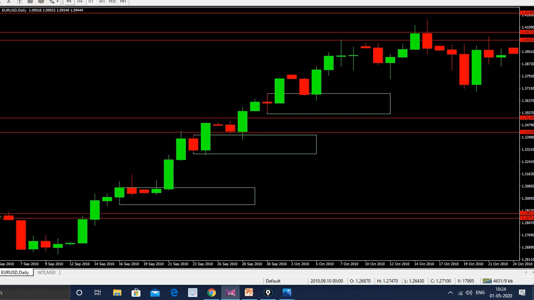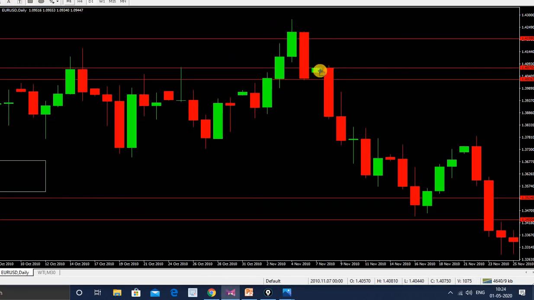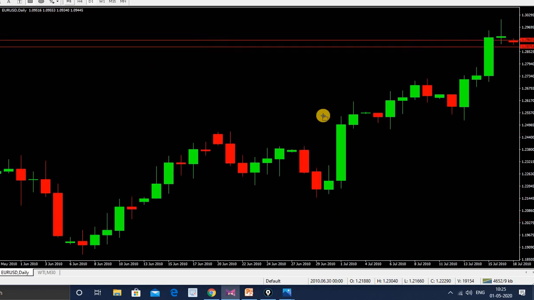I think I need to show you some more supply zones. Okay, we have an example here: drop, base, drop, small base wick. So we'll just do this. Okay, this is our zone. So drop, base, drop, base, drop. Let me just show you some more.